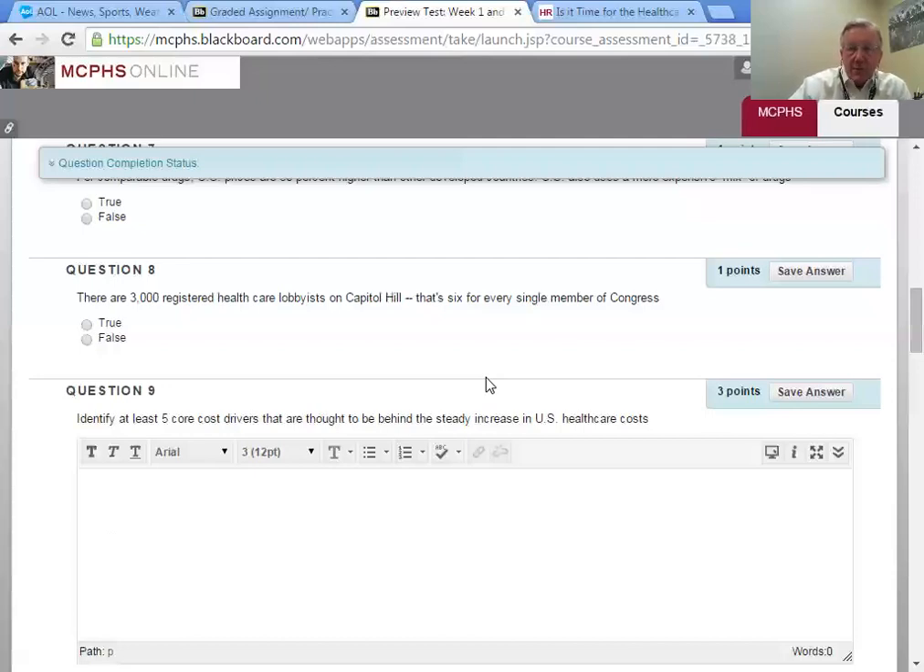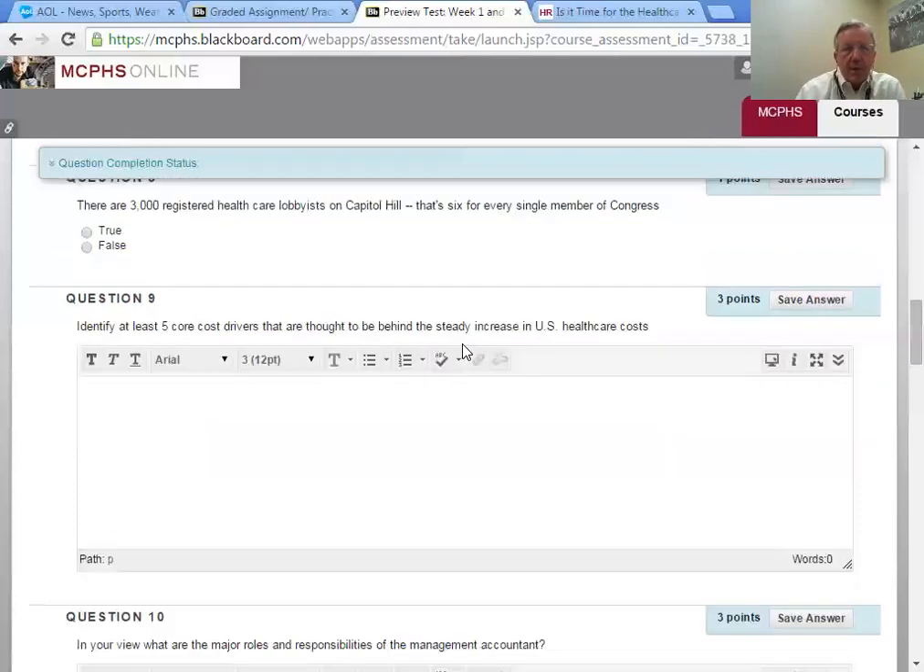As I mentioned before, for quiz one, make sure you focus on what I put in the week one and week two folders. Getting back to the graded assignment, the first short answer question asks you to identify at least 5 core cost drivers that are thought to be behind the steady increase in U.S. healthcare cost. You'll find that in the week one folder.